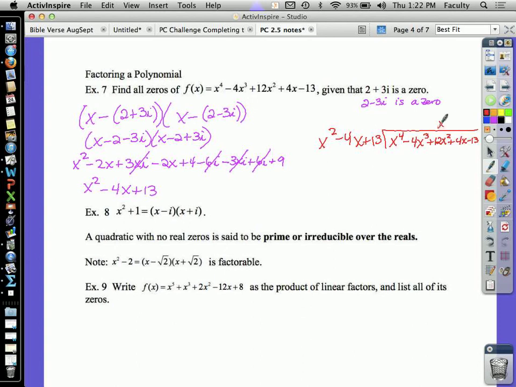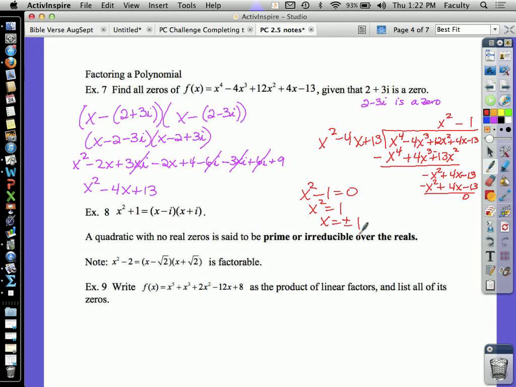So I'm going to need to multiply by x squared. So I get x to the 4th minus 4x cubed plus 13x squared. Then I add and I get negative x squared plus 4x minus 13. So that's a what? A minus 1. Well, isn't that convenient? There's no remainder. So then if I want the other zeros, x is plus or minus 1.